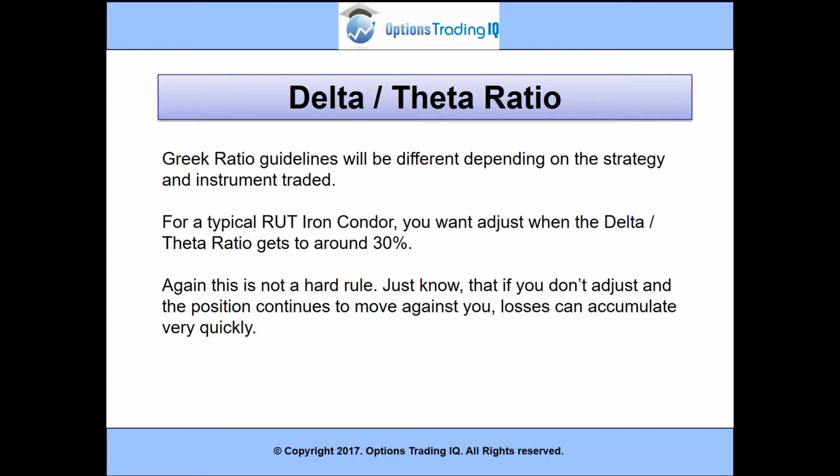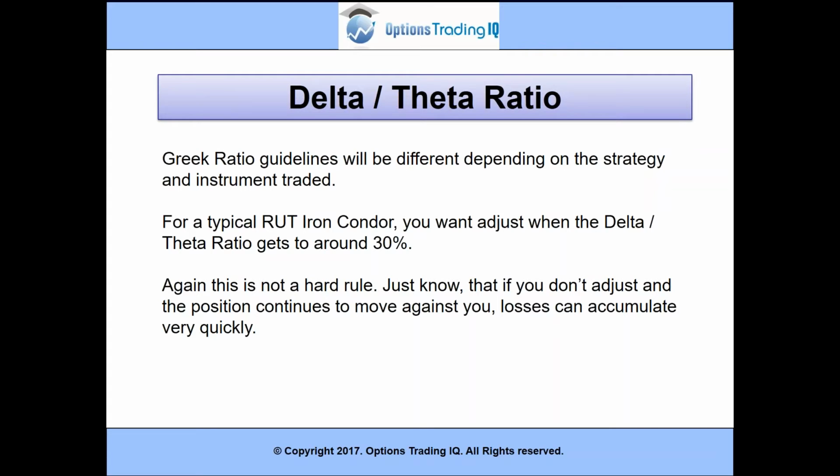Again, it's not a hard rule. Sometimes I'll use a bit of judgment, and I might go to 35 or I might adjust at 25, but that's my ratio, the key level for me. And just know that if you don't adjust when you hit 30%, and the position continues to move against you, losses can accumulate very quickly.